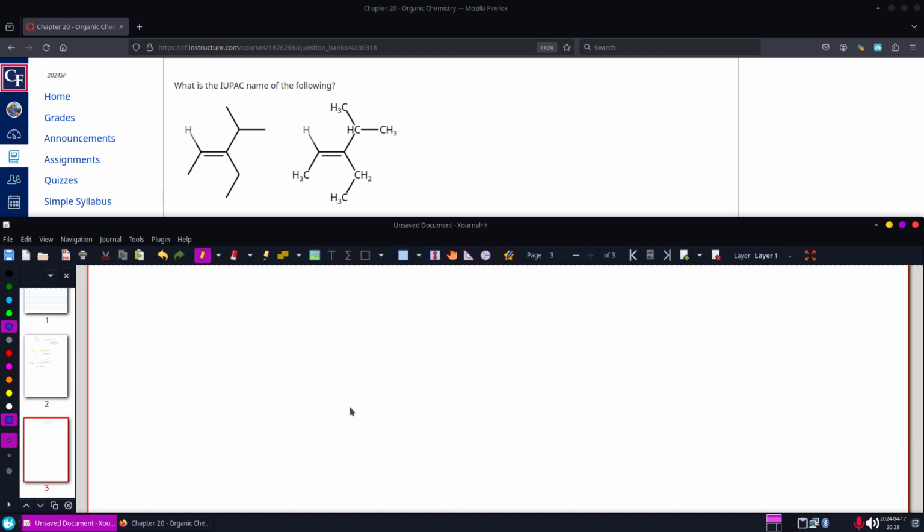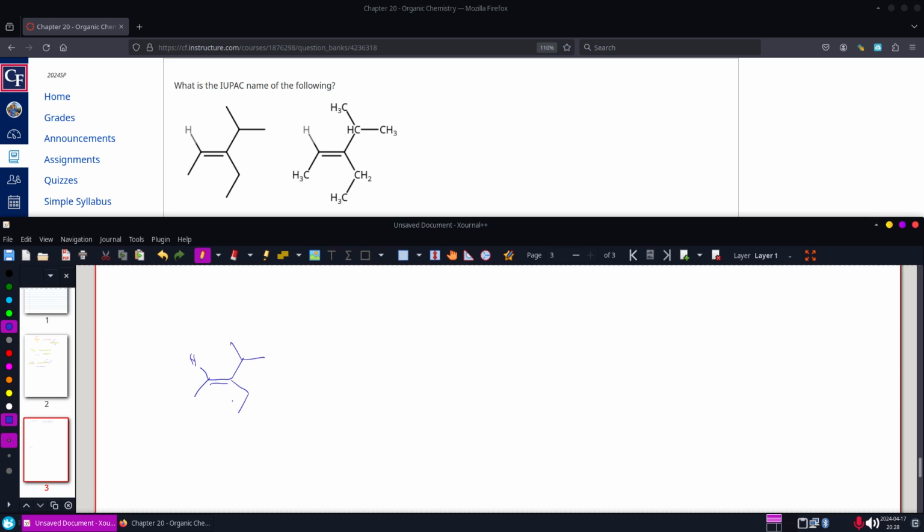Alright, what is the IUPAC name of the following? I'm going to sketch the skeletal and I'm going to name it. And then I'll redraw that condensed structure and we're going to name it as well. And got a double bond right there. Now my H looks bad, so I'm going to redraw that.